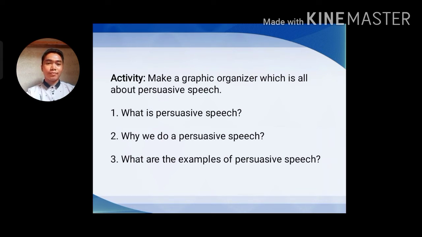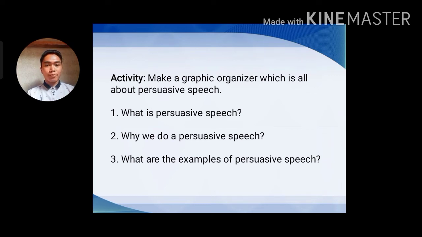Yes, Miss Aison. Okay, a persuasive speech is a speech whose goal is to convince the people, so that you can gain their trust, or they will believe your point of view. So that's it. That's correct, Miss Aison.